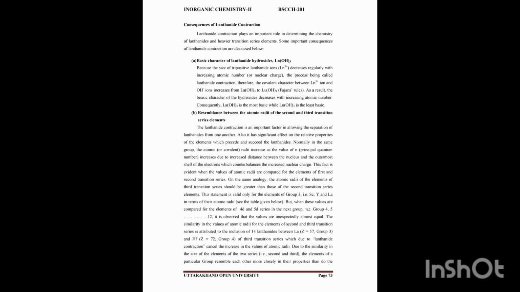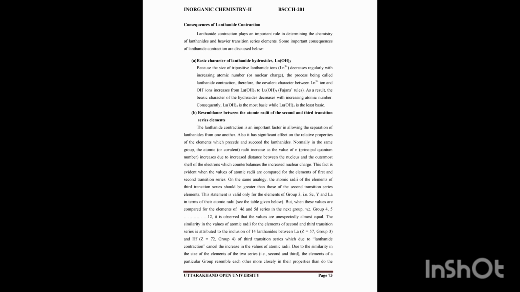Second, resemblance between the atomic radii of the second and third transition series. The lanthanide contraction is the most important factor allowing the separation of lanthanides from one another. It also has a significant effect on the relative properties of the elements which precede and succeed the lanthanides. Normally, in the same group, the atomic radii increase as the value of the principal quantum number increases, due to the increased distance between the nucleus and the outermost shell of electrons, which counterbalances the increased nuclear charge. This is evident from the values of atomic radii for the elements of the first and second transition series. On the same analogy, the atomic radii for the elements of the third transition series should be greater than those of the second transition series.